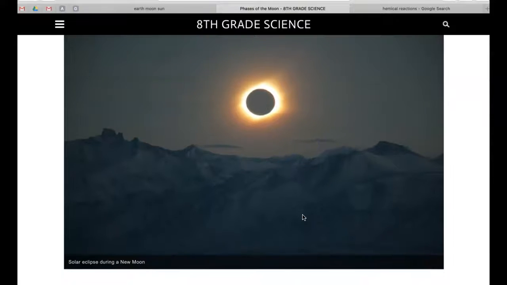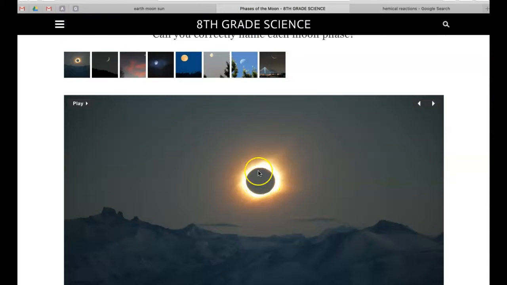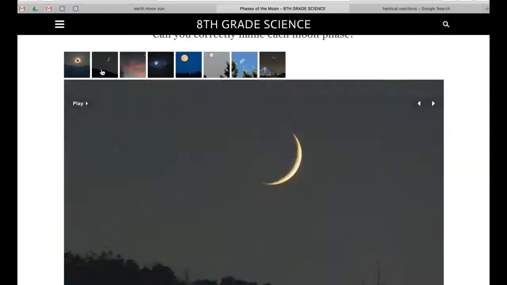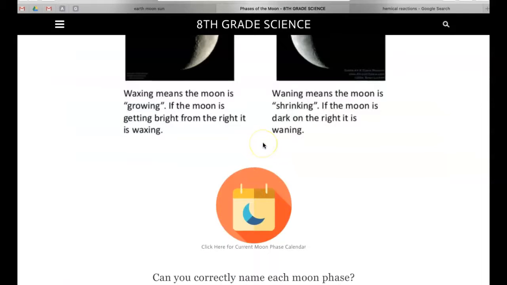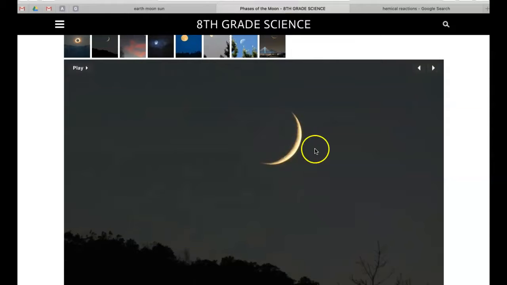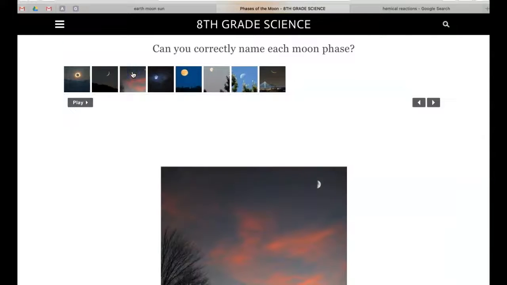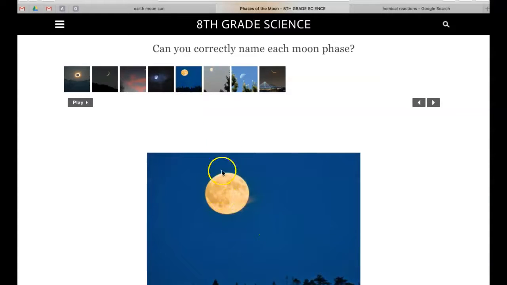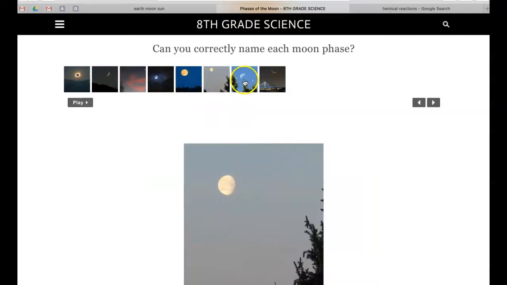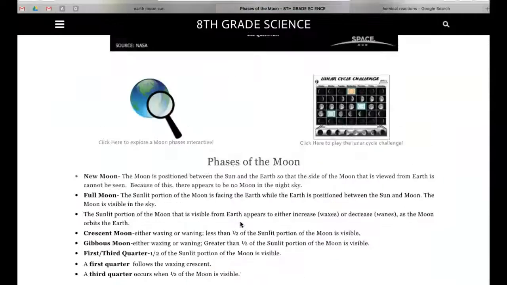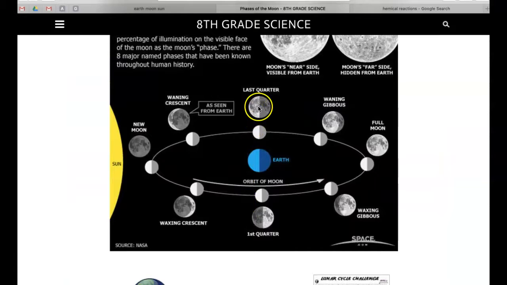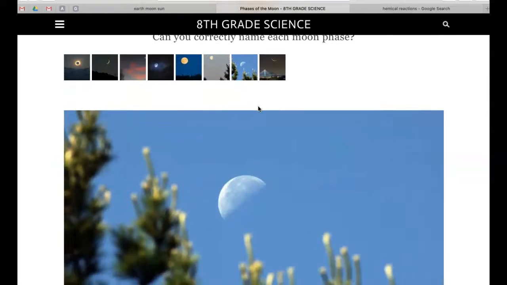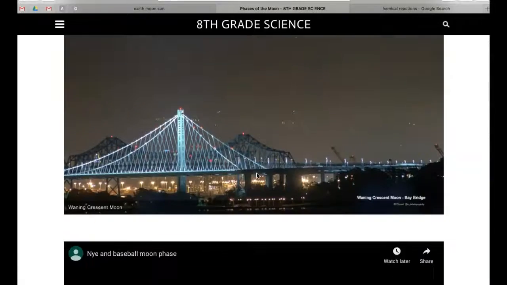So let's go over these moon phases, I guess. That's not a new moon or a full moon. I think that's an eclipse. Waxing crescent, right? Because it's bright on the right side. First quarter, waxing. Waxing gibbous. Full moon. Waning gibbous. Third quarter? Or last quarter? Last quarter, waning crescent.